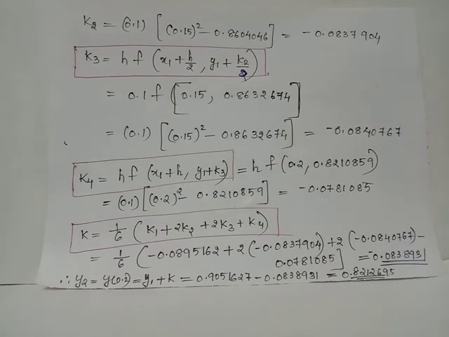Formula for k4 will be k4 equals h times f of x1 plus h comma y1 plus k3, where this value of k3 has to be used. We will get k4 equals minus 0.0781085. Formula to evaluate k is exactly the same, but here we will make use of new values of k1, k2, k3 and k4. Hence in this iteration we will get k equals minus 0.0838931. Formula to evaluate y2, which is y of 0.2, is y1 plus k, where y1 has already been evaluated as y1 equals 0.9051627, and this value of k has to be considered.